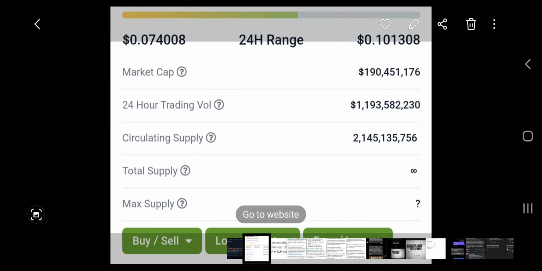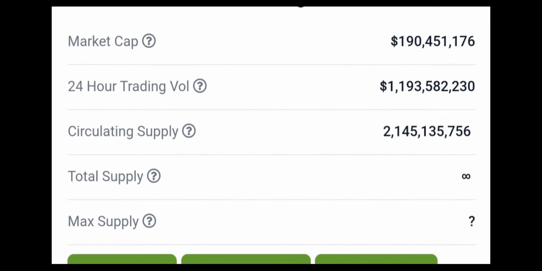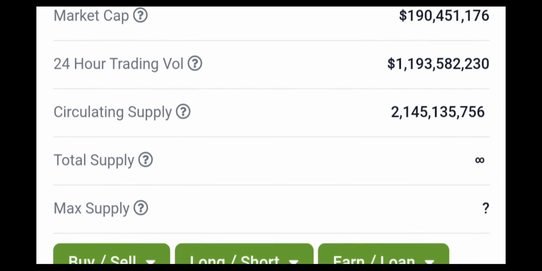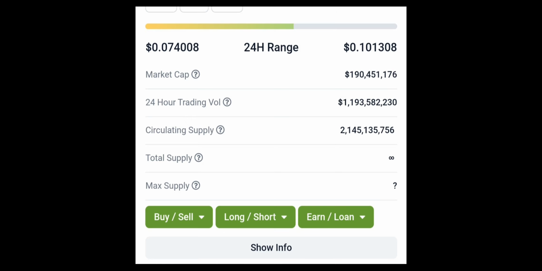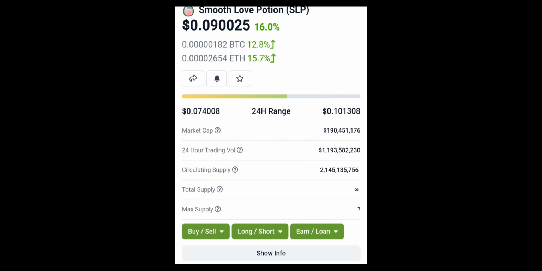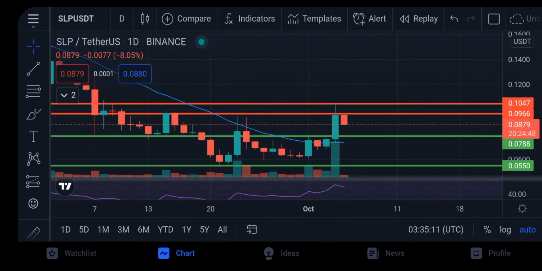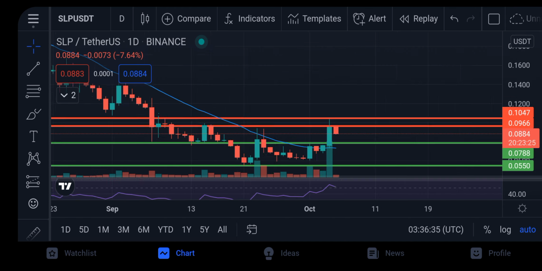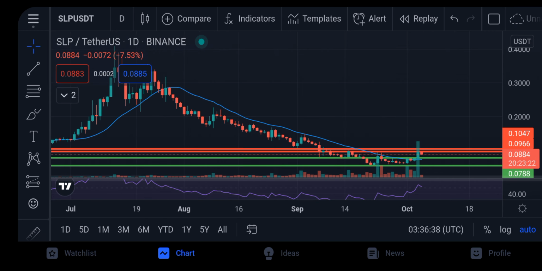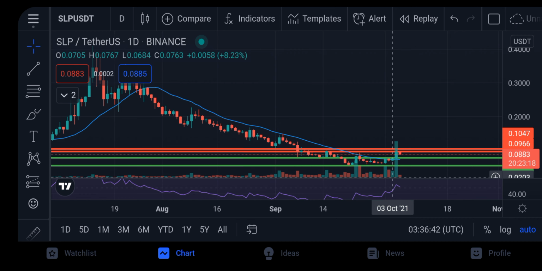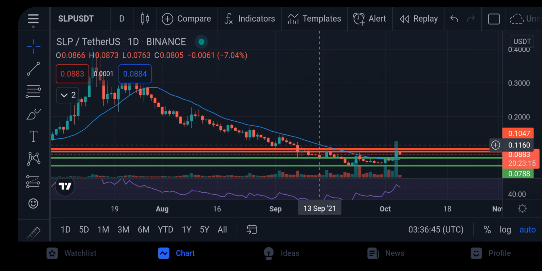So another thing is, as you can see, the total supply is infinite, and for the maximum supply, there is no data available. That simply means, based on the market cap, Smooth Love Potion has a circulating supply of 2.1 billion SLP and an infinite supply. It simply means that it is unlimited, and everyone of us can have this token by playing the game. As you can see, it is a very big downtrend, and now it's like an accumulation phase stage, based on the four market cycles.